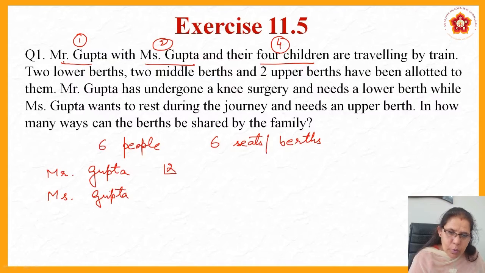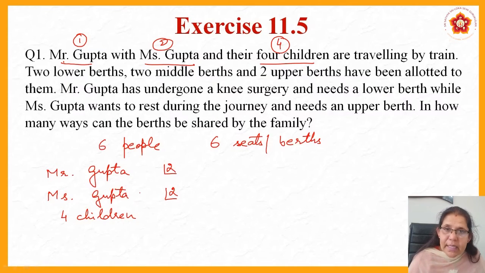Same way with Mrs. Gupta. She wants the uppermost berths. So how many uppermost berths are there? Only 2. So in how many ways can Mrs. Gupta occupy the berths? Same way, the way we had done for Mr. Gupta, Mrs. Gupta can either take the uppermost berth on the right side or the uppermost berth on the left side. So in how many ways can she take it? 2 factorial. Now we have 4 children.